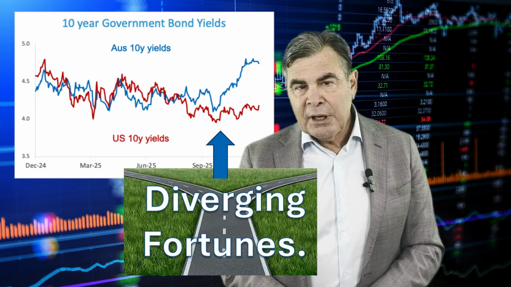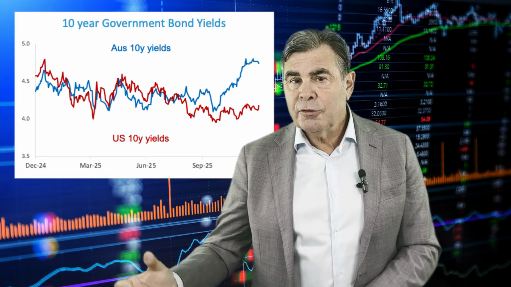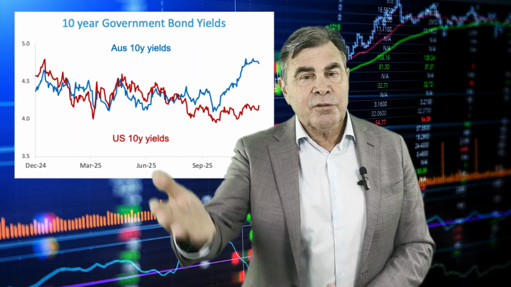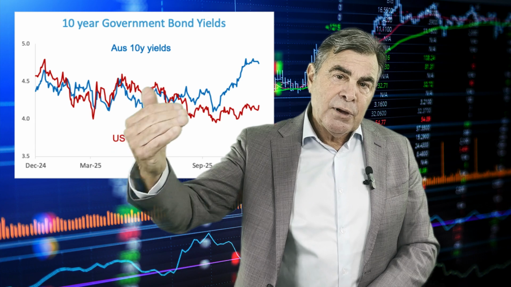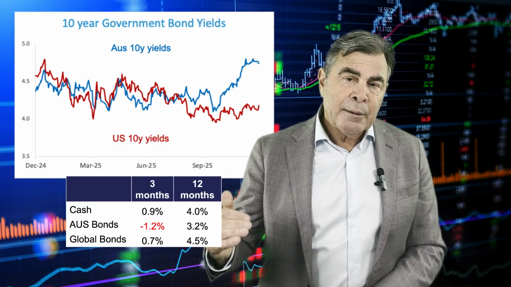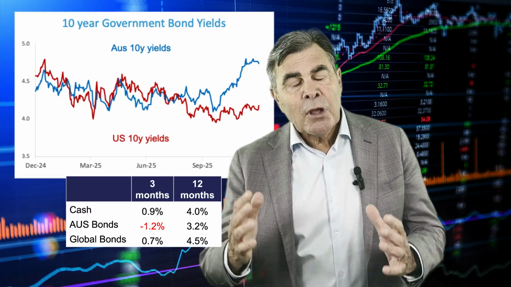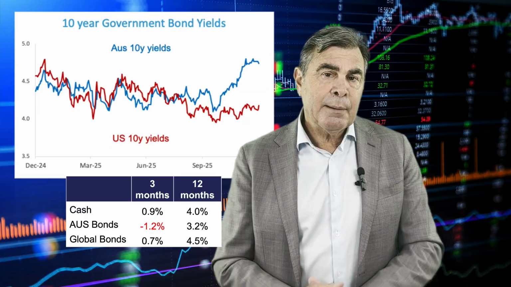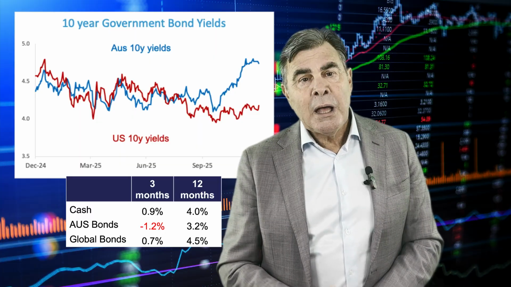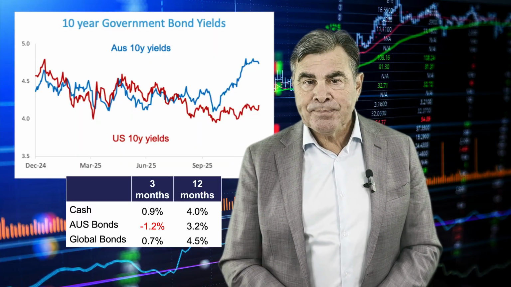Now, because 10-year yields are going to be one of the biggest influences on the returns you're going to get out of a bond index, it's no surprise that if yields have gone up in Australia, then the Australian bond index has got a negative return for the quarter and a pretty modest return for the year. The global bond market, mainly made up of US government bonds, has got a positive return for the quarter and quite a good return for the year.